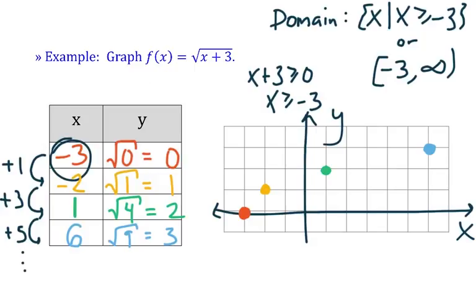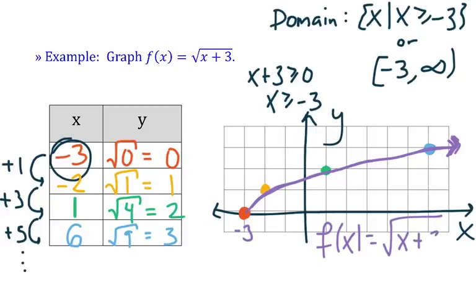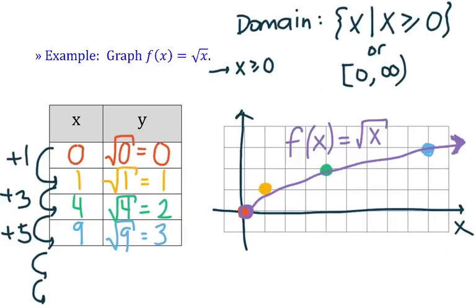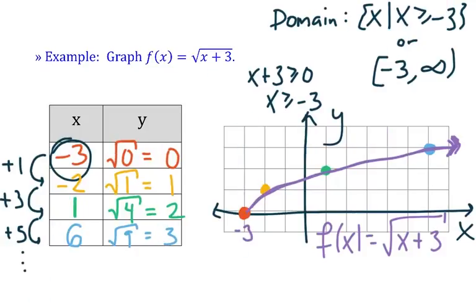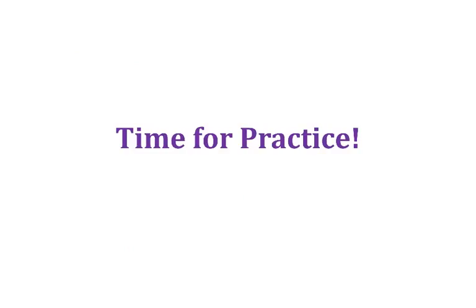So you see that same curve shape forming that we saw a moment ago. And when I connect my points, this time my smallest x value is right here at negative 3, and I will grow in the positive direction forever and ever. So that would be the graph of f of x equals the square root of x plus 3. So just to look at our previous example again, notice the shape is the same. The only difference is where it starts on the x-axis. So hopefully that gives you a little bit of help. Please try out some practice.